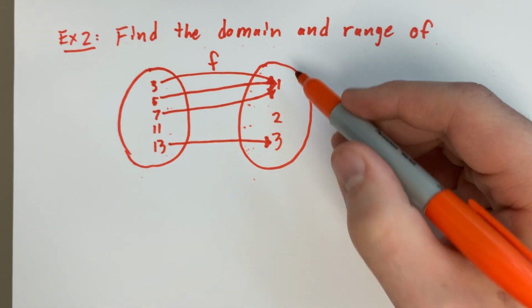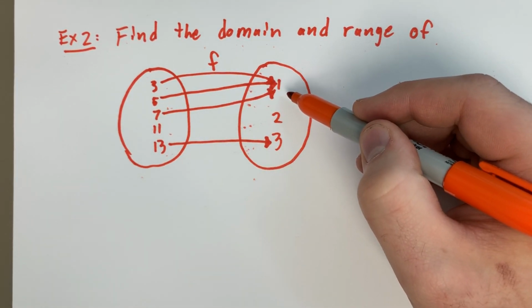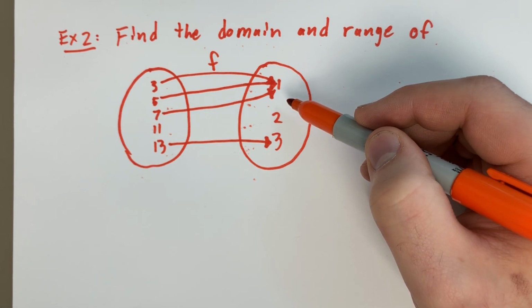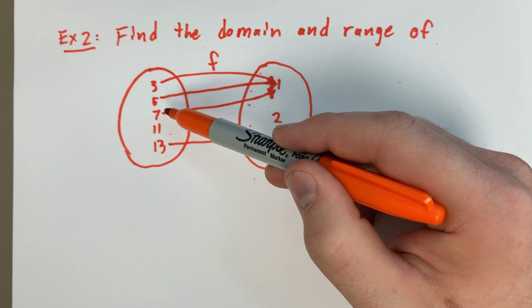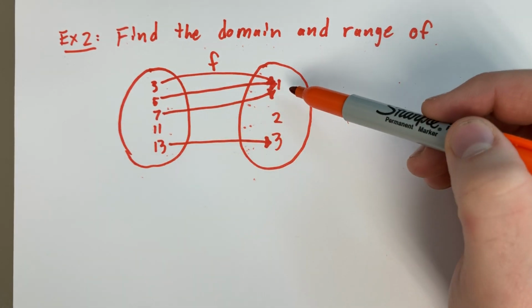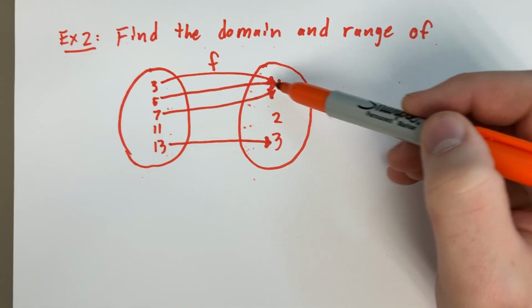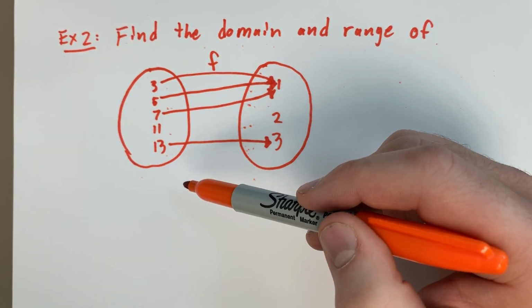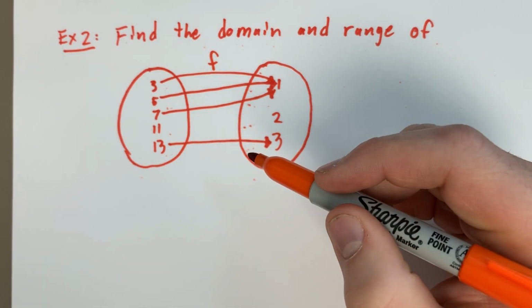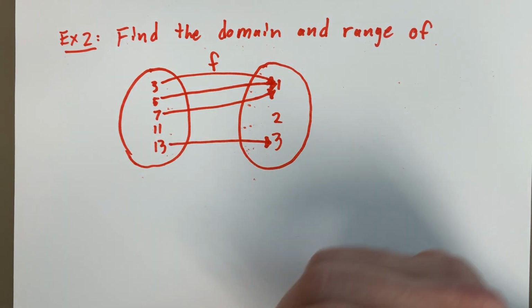Another thing I want to notice here is that 3, 5, and 7 all map to 1. Is that a problem in this case? Not at all, because as long as each input maps to exactly one output, it doesn't matter what that single output is. Even if a bunch of them map to the same place, they only all have one arrow coming out of each. So in which case, this is still a function. It's just not defined everywhere, because we don't have a definition for where 11 goes.